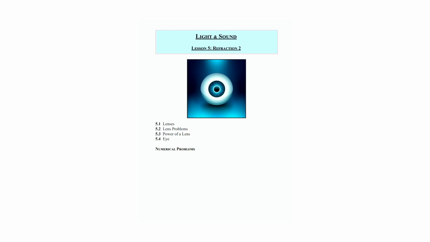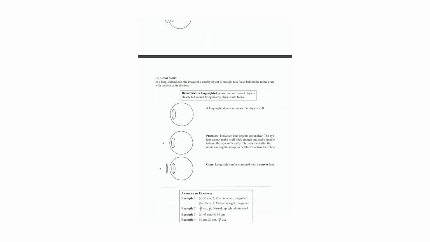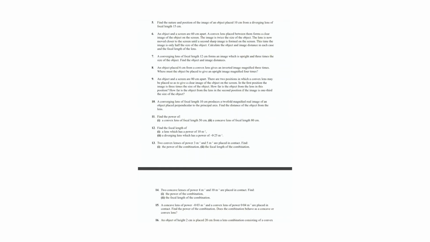We're on the very last part of this, where we're going to look at the eye. You've got to be able to draw a diagram of the eye, and you've also got to know something about short-sightedness and long-sightedness, the defects of vision here. So let's go to our notes, 5.4. Make sure your notes are downloaded so you can work with me throughout this class.